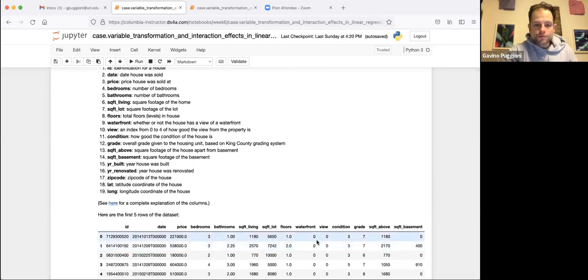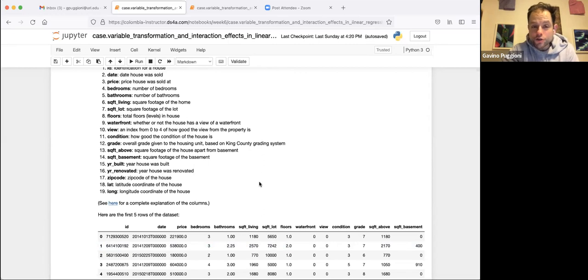Then you have view. So view is an ordinal variable that goes from 0 to 4 and tells you how good the view is. I don't know who established this. Perhaps it is something that the real estate company themselves did.